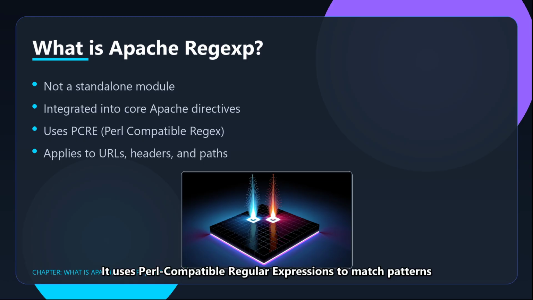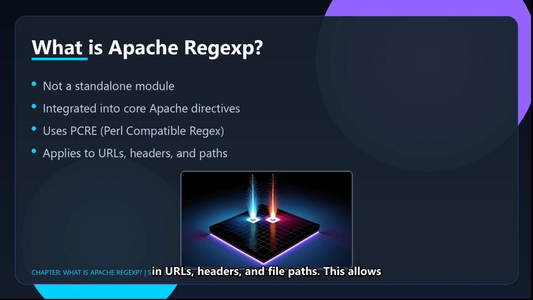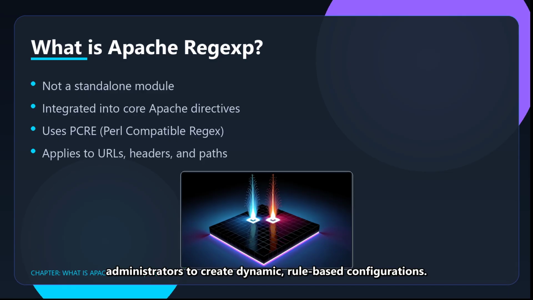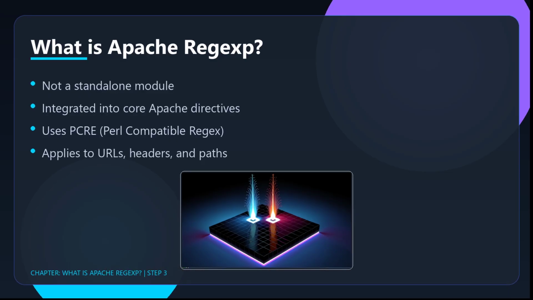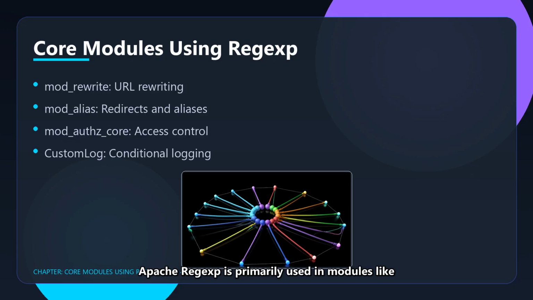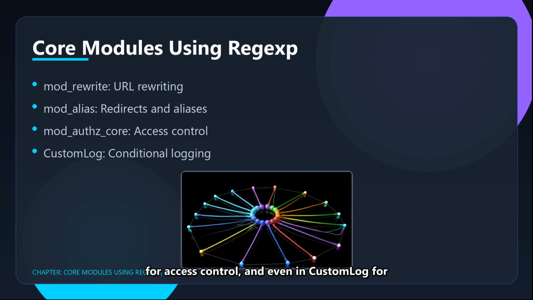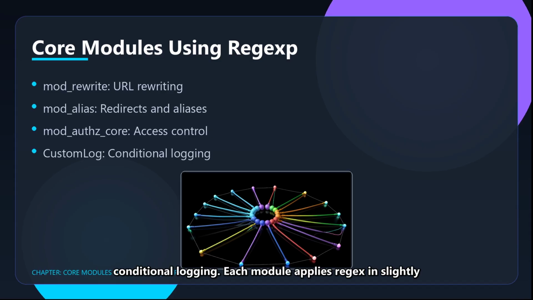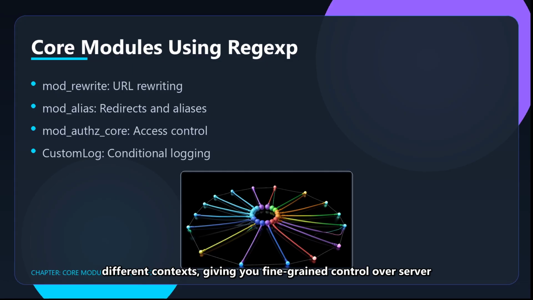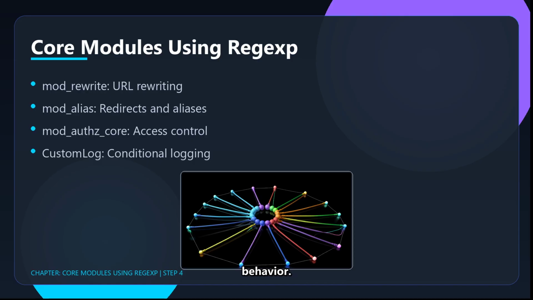It uses Perl-Compatible Regular Expressions to match patterns in URLs, headers, and file paths. This allows administrators to create dynamic, rule-based configurations. Apache Regexp is primarily used in modules like mod_rewrite for URL rewriting, mod_alias for redirects, mod_authz_core for access control, and even in custom log for conditional logging. Each module applies regex in slightly different contexts, giving you fine-grained control over server behavior.